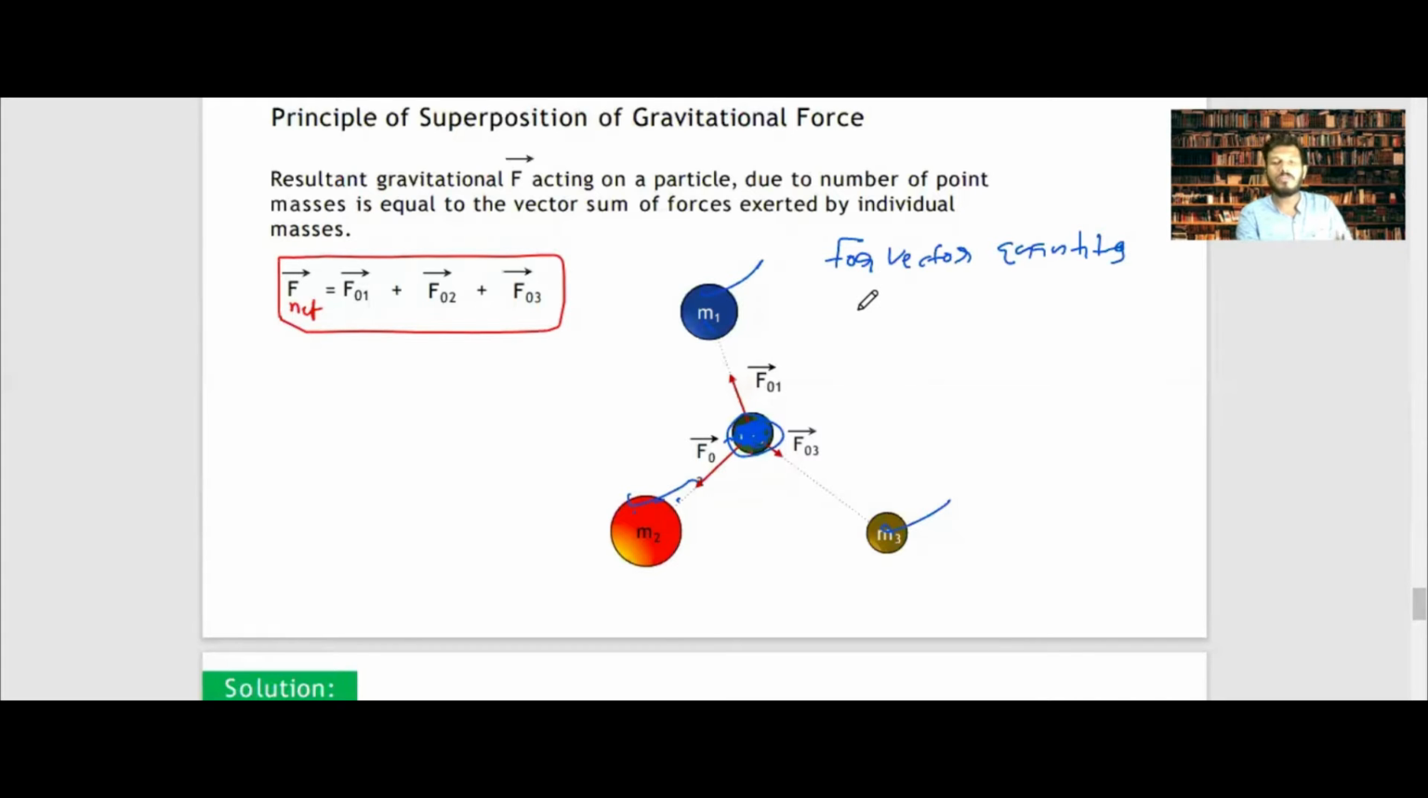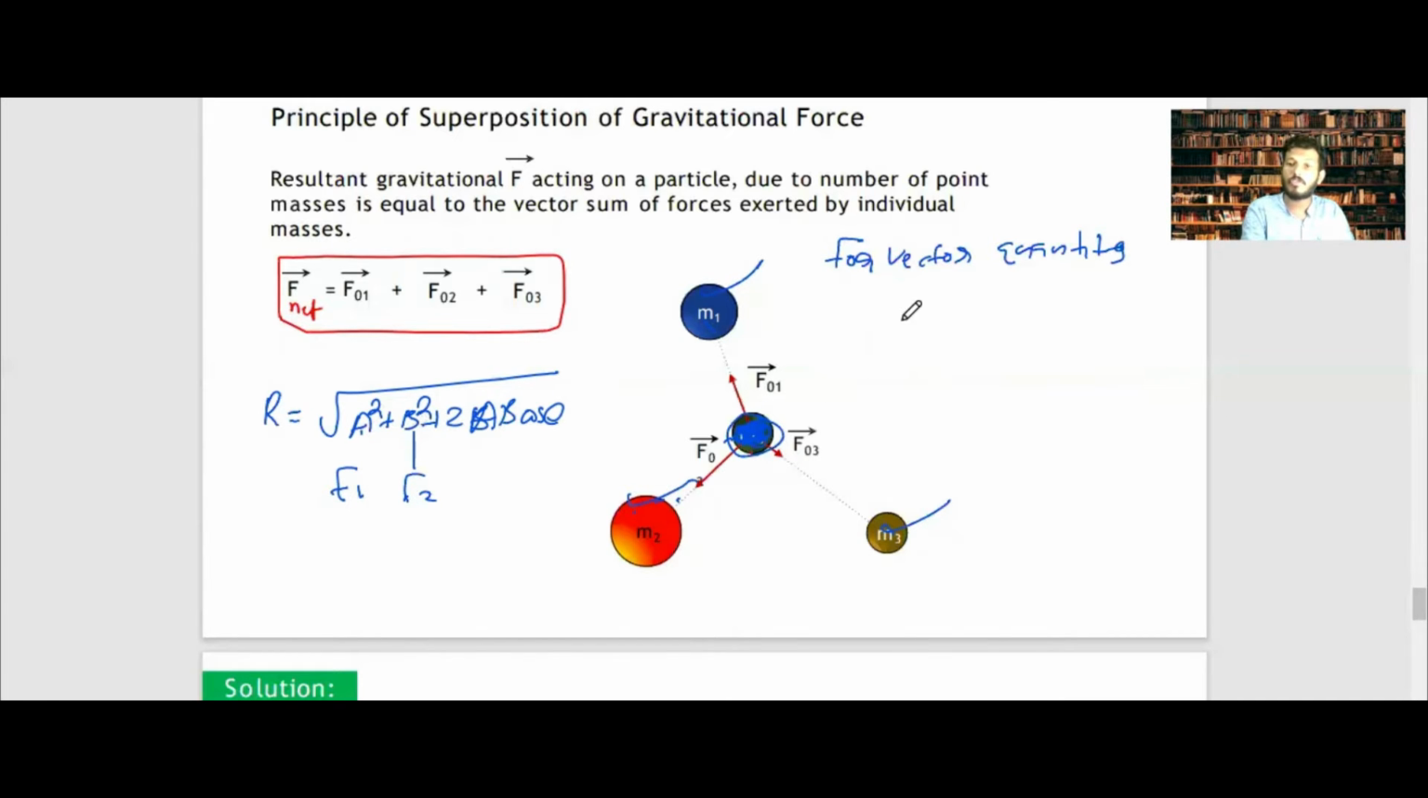We cannot add vector quantities like a scalar quantity. If force were a scalar quantity, it would be very simple to add the forces. But force is not a scalar quantity, force is a vector quantity. What will we do? We have to use the equation of the resultant: R is equal to root of A square plus B square plus 2AB cos theta.